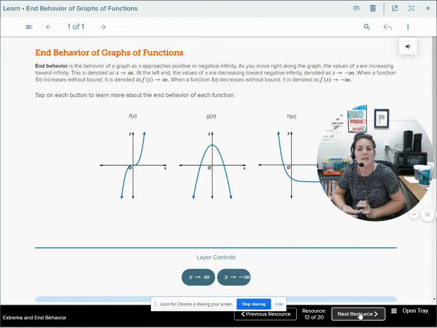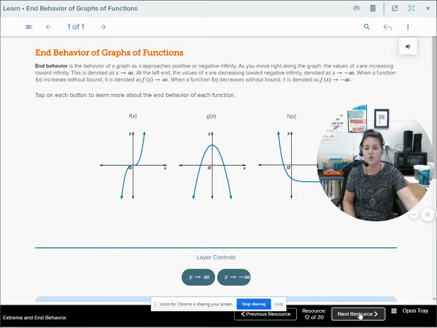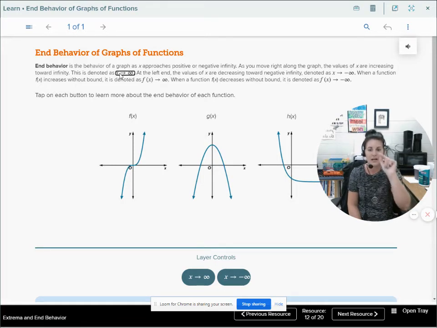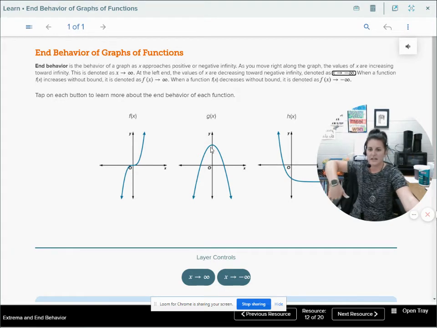The end behavior is the behavior of a graph as X approaches positive or negative infinity. As you move right along the graph, the values of X are increasing towards infinity, looking at f of X. X is going towards positive infinity this direction. What's happening to Y? It's going to positive infinity. And this is the notation we use. As X approaches, that arrow means approaches, positive infinity, my f of X is approaching positive infinity. But on this side, as X is approaching negative infinity, f of X is approaching negative infinity.